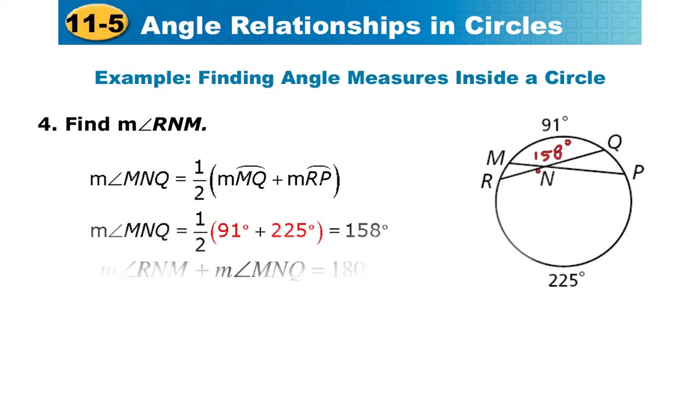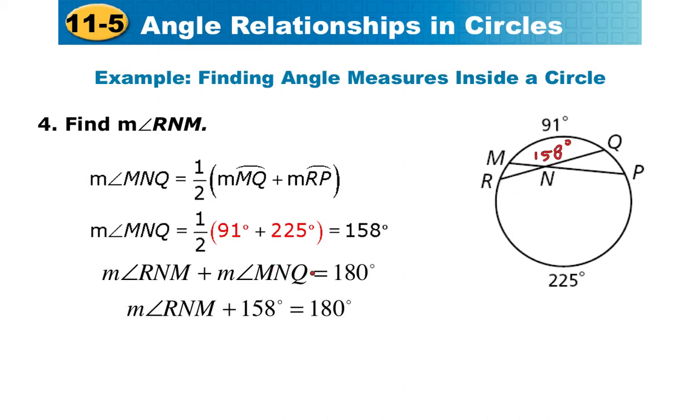And at this point, you should be able to see that the measurement of RNM, which is the angle that they want me to find, plus this angle, MNQ, add up to 180. I'm going to substitute for MNQ, 158. And then at this point, I just solve for measurement of angle RNM. And that's how we end up with our answer of 22 degrees for measurement of angle RNM.